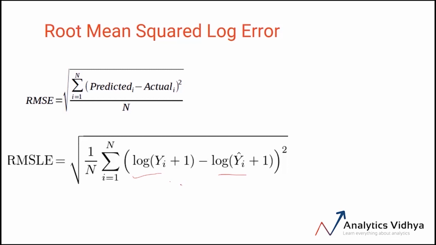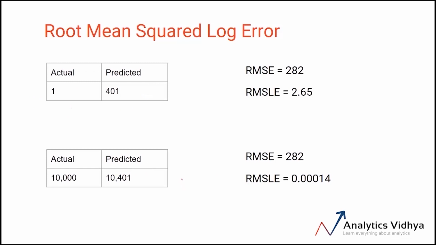So for the same example we saw in the last slide, the RMSLE in the first case is 2.65, whereas in the second case it's 0.0014. It's a far better metric, right? Since we now know that this model is performing decently well while this is very bad. That's a much more practical explanation of the errors.